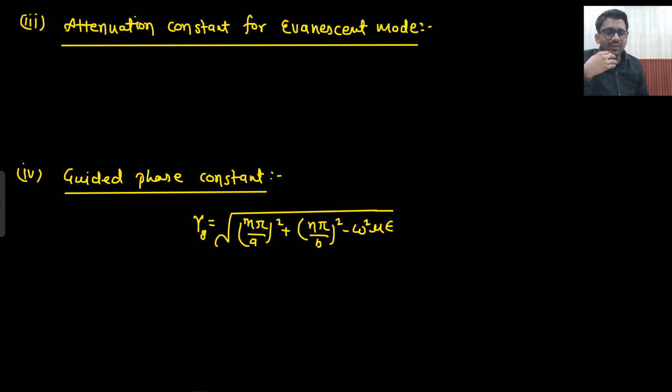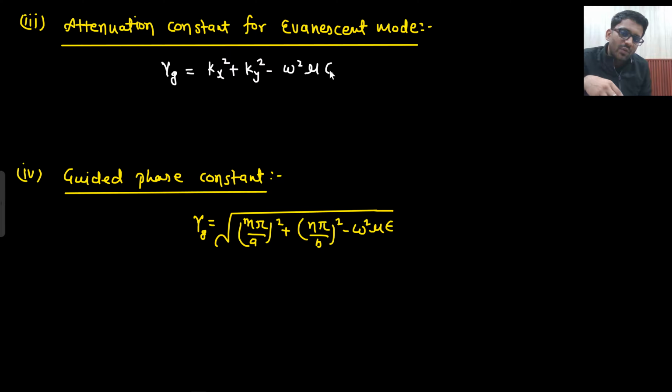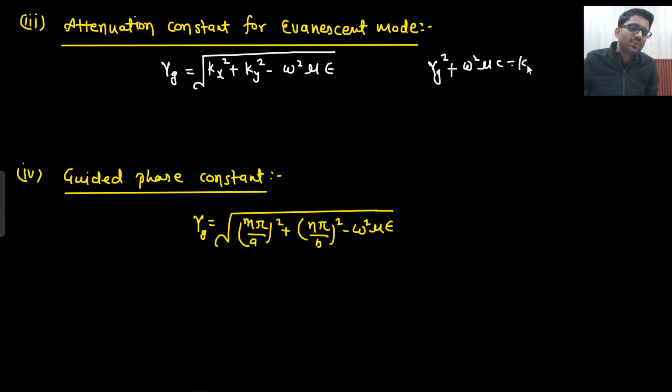Now, attenuation constant. So again this formula also you do not need to remember. What was your gamma g? Gamma g was actually under root of kx square plus ky square minus omega square mu epsilon, right? Will you be able to remember this? Because you remember this thing, gamma g square plus omega square mu epsilon is equal to kx square plus ky square. So from here directly you can write down the gamma g value.